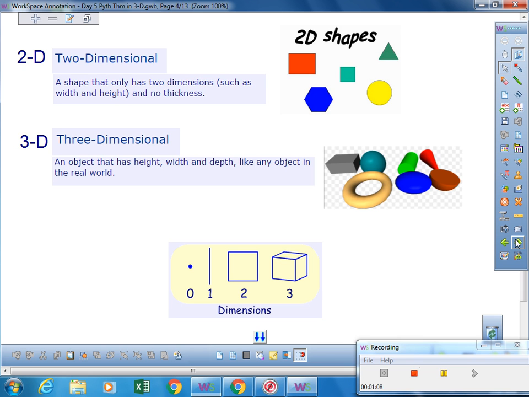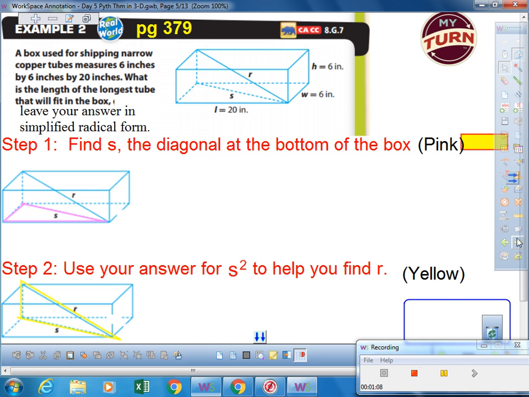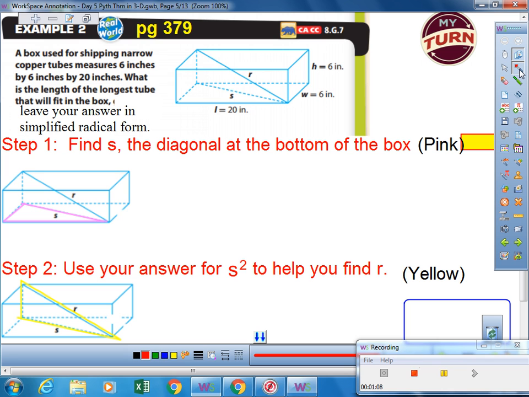So we have two-dimensional shapes. Those are all flat, or three-dimensional. They have height, width, and depth. So here's zero-dimensional, it's the dot. One-dimensional, two-dimensional, and then, of course, 3D. I'm not going to do this one, I'm just going to explain. And then we're going to do the next one together.